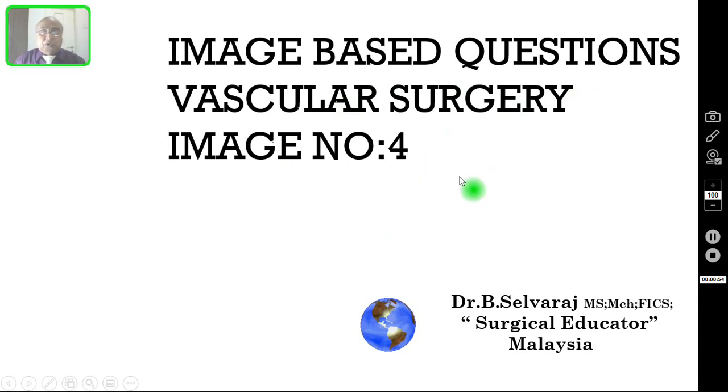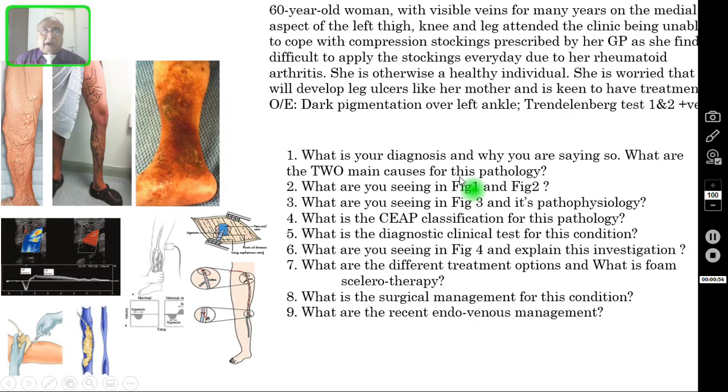This is image number 4. So our patient is a 60-year-old woman with visible veins for many years on the medial aspect of the left thigh, left knee and left leg. She attended the clinic being unable to cope with compression stockings prescribed by her GP, as she finds it difficult to apply the stockings every day due to her rheumatoid arthritis. She is otherwise a healthy individual. She is worried that she will develop leg ulcers like her mother and is keen to have treatment.